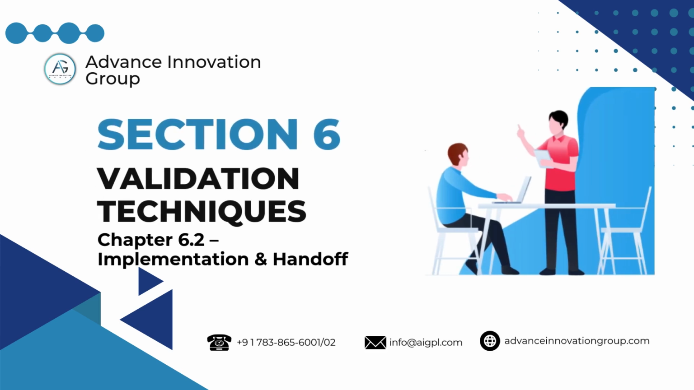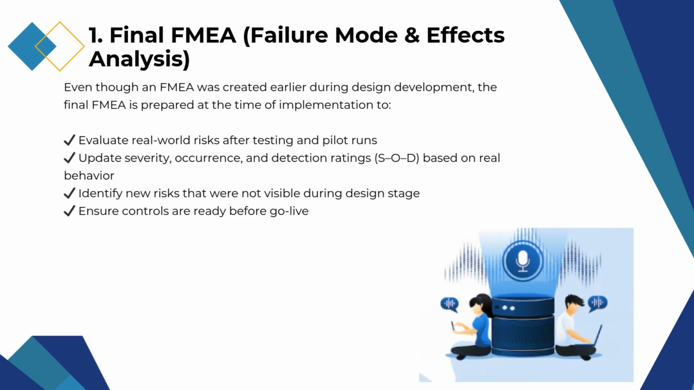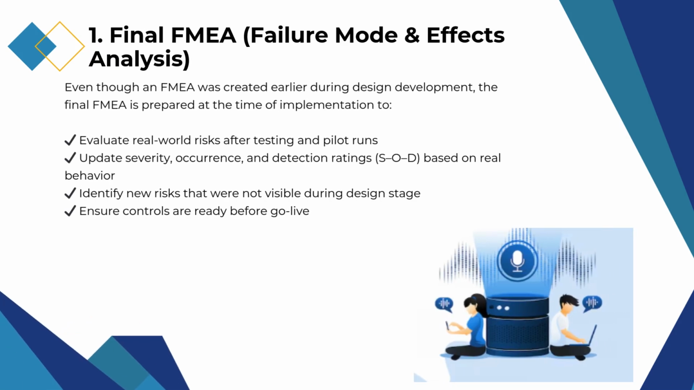This slide introduces Section 6, Validation Techniques, focusing on Chapter 6.2, Implementation and Handoff. It sets the context for how validated improvements are implemented in real operations and smoothly handed over to process owners for sustained results. This slide explains the purpose of the final FMEA done at implementation.